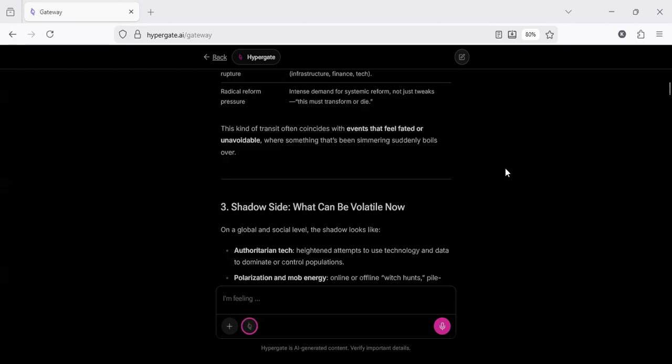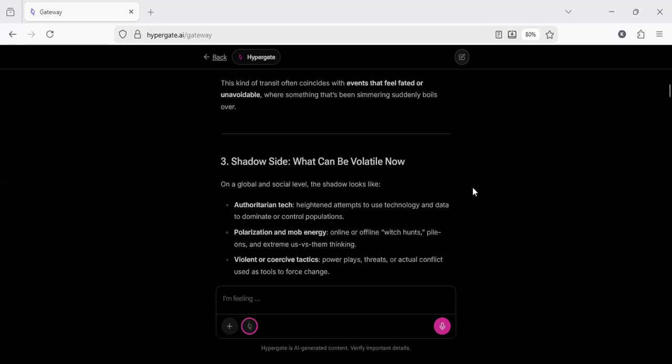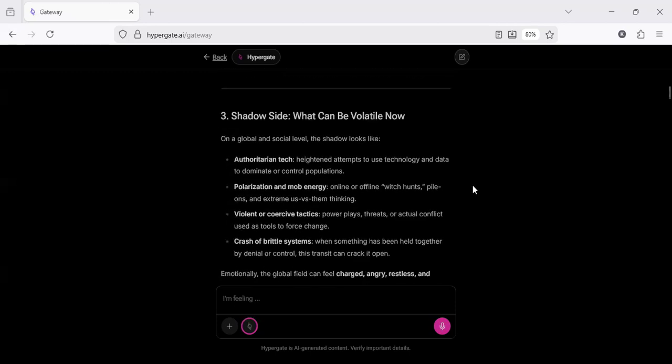All right, the shadow side: what can be volatile now? On a global and social level, shadow looks like authoritarian tech, which is highlighted attempts to use technology and data to dominate or control populations. Isn't that the truth? I mean, how many people get banned off of one social network because of the narrative, no, you can't say that. We can't speak that. Even on YouTube, monetizing and saying certain things, you can't do it. It's there, whether you want to sugarcoat it or not.